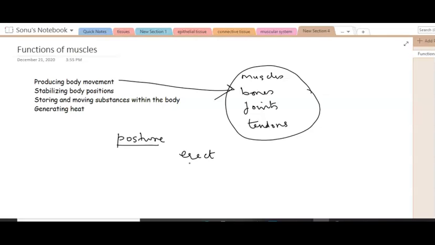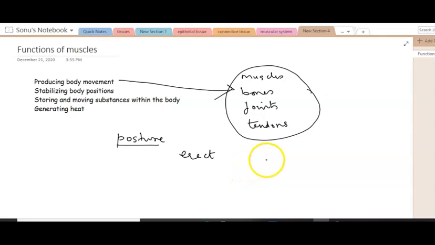In the same manner, postural muscles contract continuously when you are awake. For example, sustained contractions of your neck muscles hold your head upright. So muscle contractions help in maintaining the body positions.